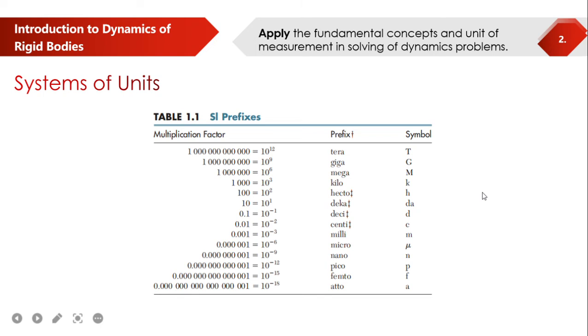Kilo is about 1,000. Mega is about 1 million. And when we say giga, that is a billion. Below that are deca, centi, milli, and so on. Be familiar with this one because it is important. Instead of saying 1 million meters, you can just say 1 megameter.